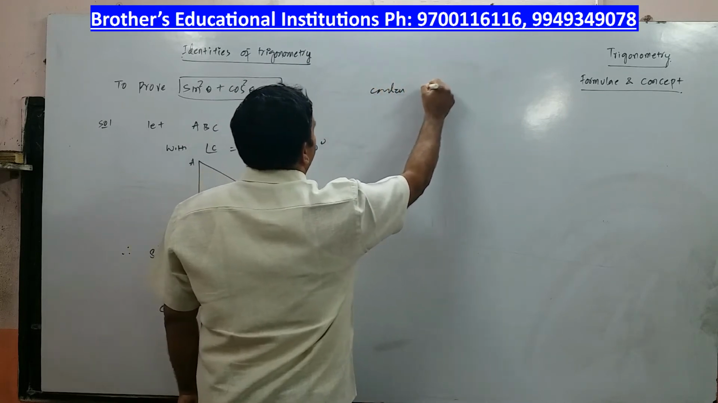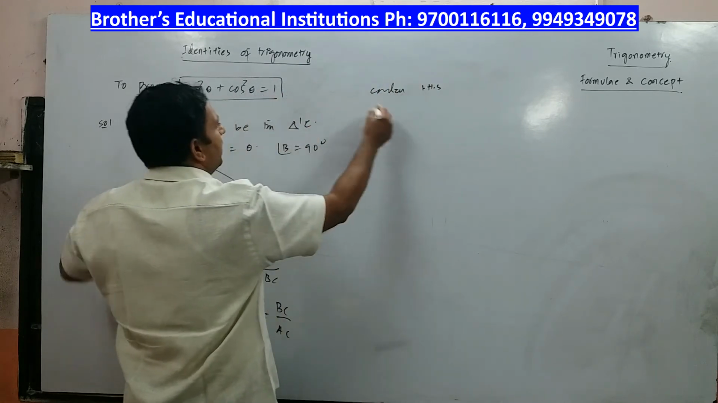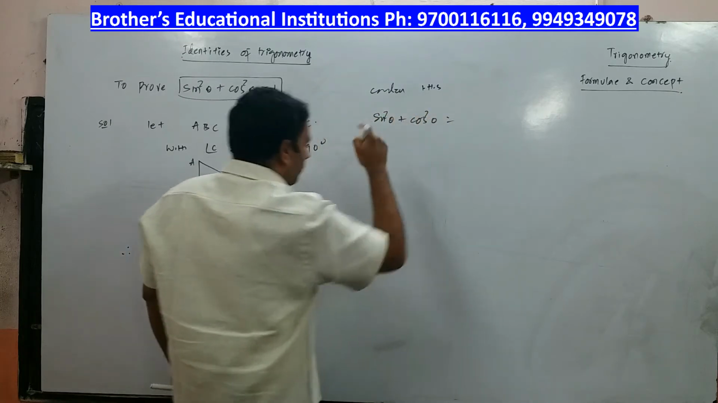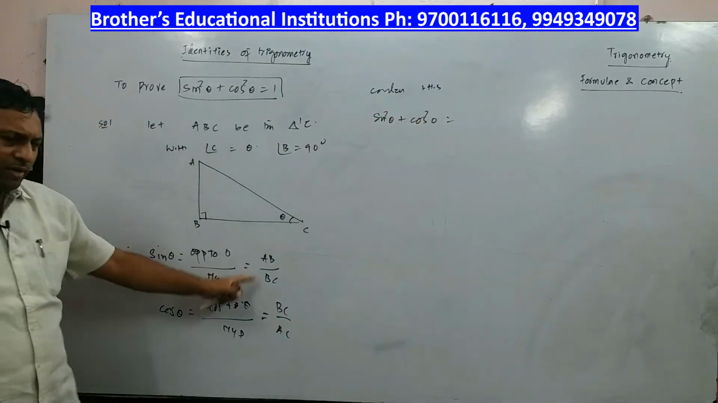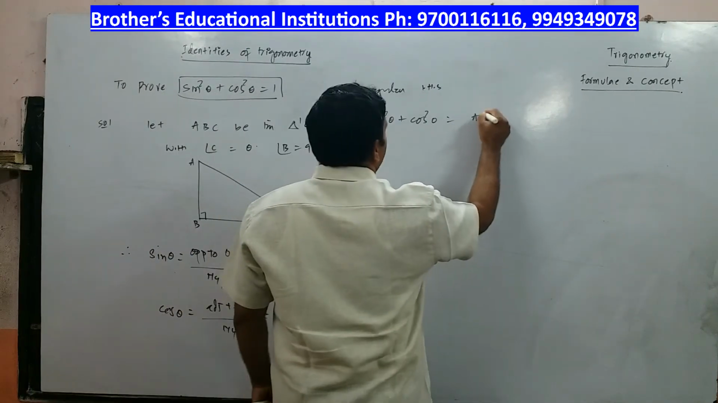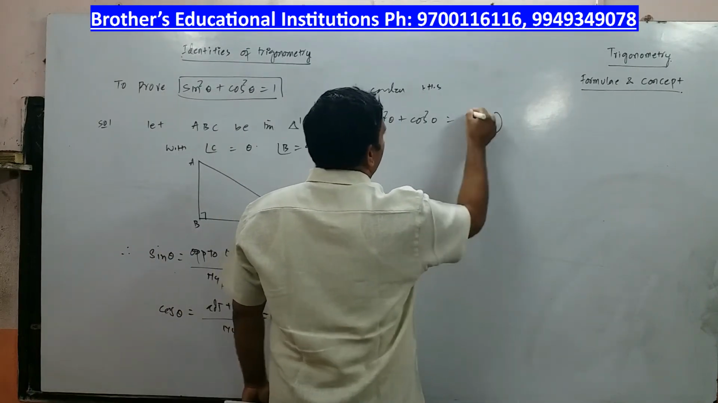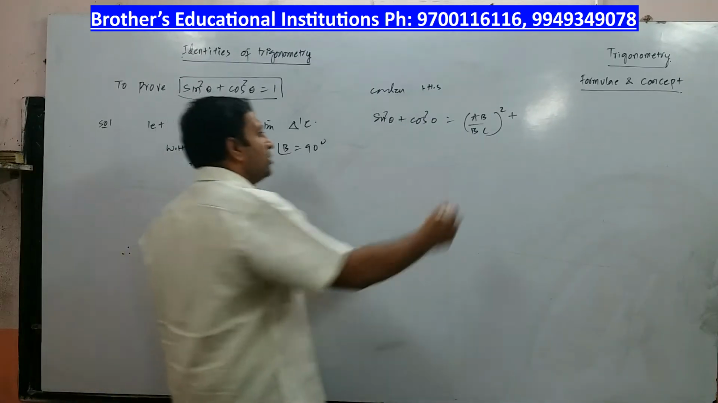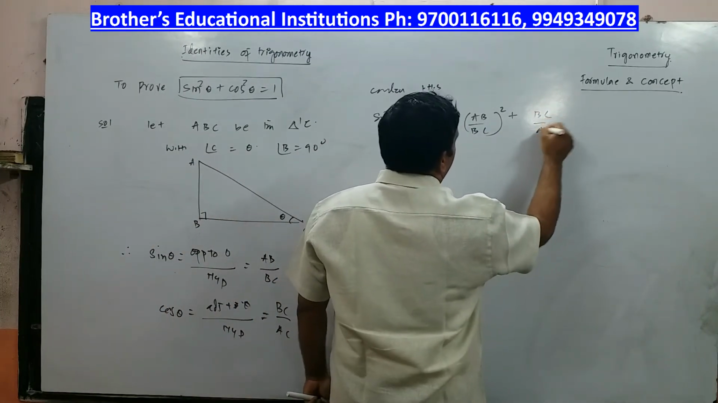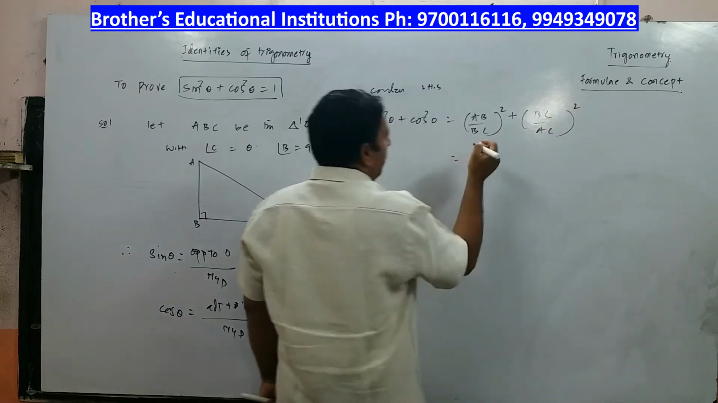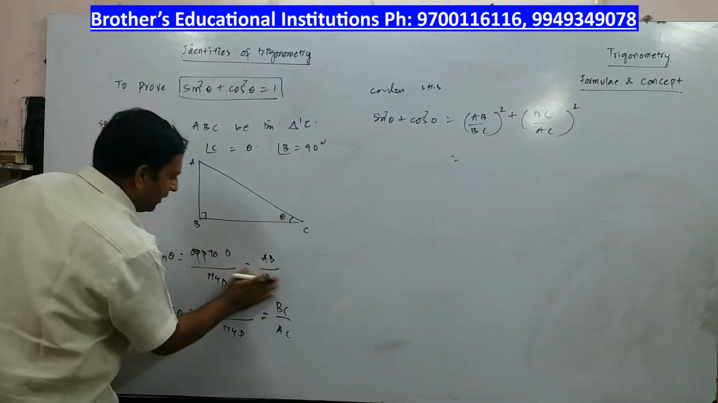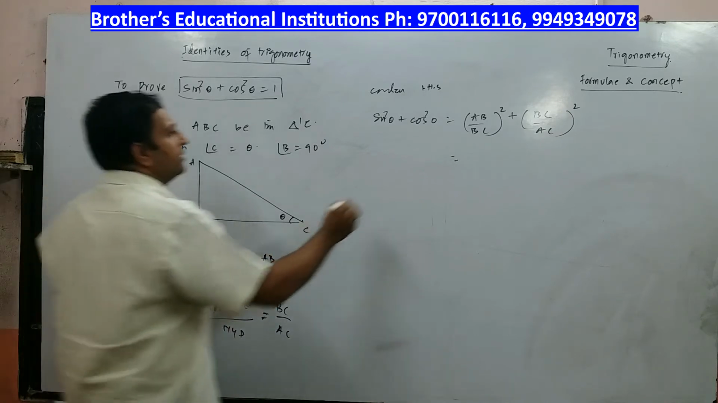Now I will say, consider the left hand side. That is, I want to prove this. Left hand side is what? Sine square theta plus cos square theta. Now what is sine theta? Sine theta value is AB by BC. So I will write this as AB by BC whole square. Similarly, cos theta is what? BC by AC. So cos square theta will be BC by AC whole square. Now, what is going to happen? Hypotenuse is AC here, right? So small change. So this will be AC.